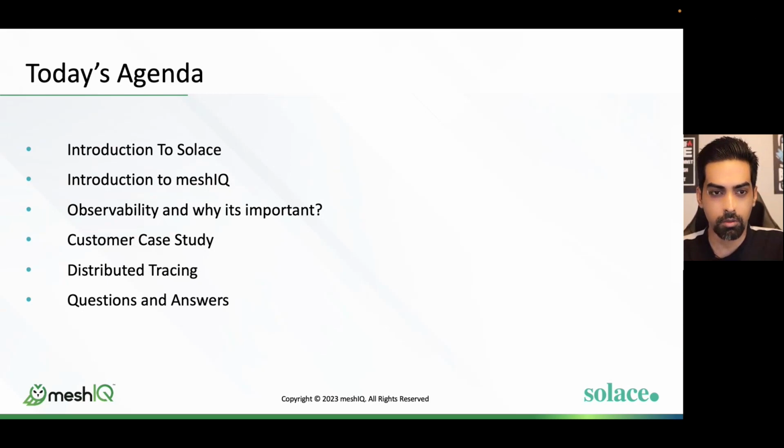So in today's agenda, we're just going to go over our respective companies and what they do and the platforms that they offer. We're going to then go into observability, which is a very hot topic in today's industry. And we're going to go over a few case studies, and we're going to open it up to a very exciting feature of the PubSub+ platform, the Solace platform. We're going to also talk about how meshIQ supports that. Then we're going to close it out with some Q&A.